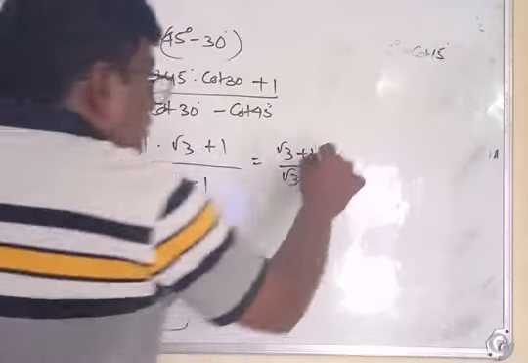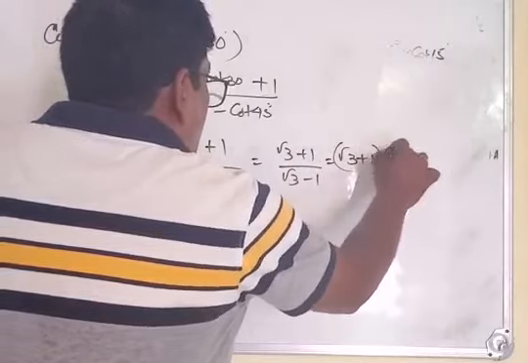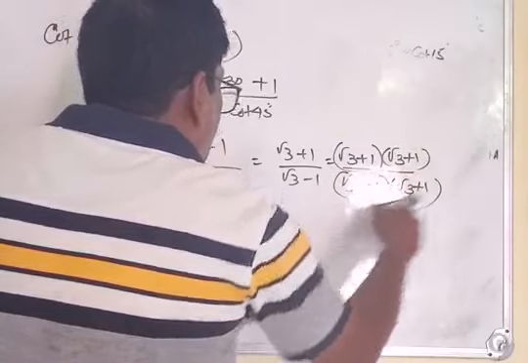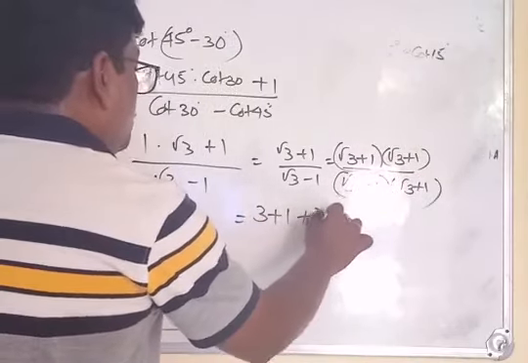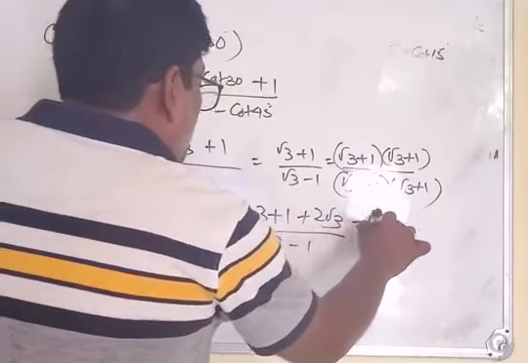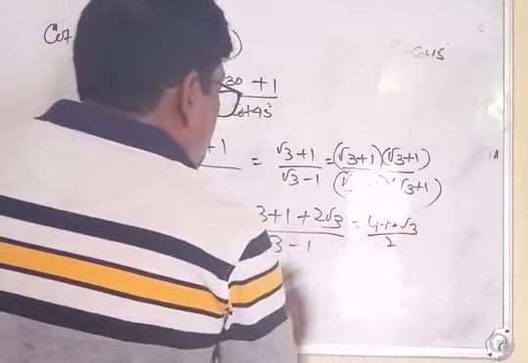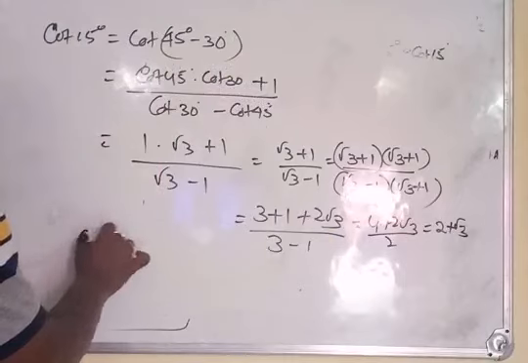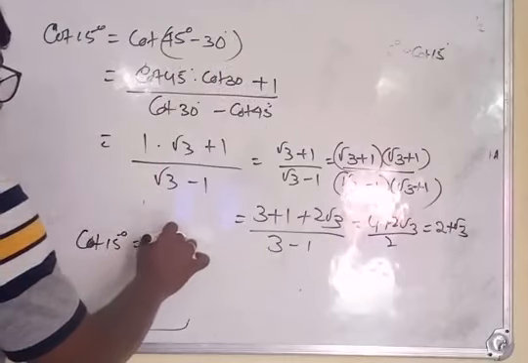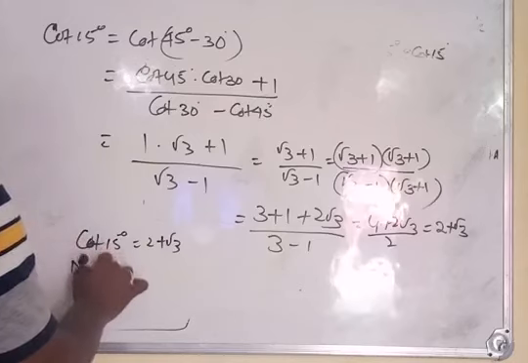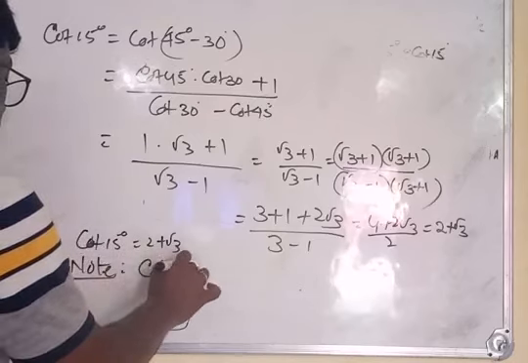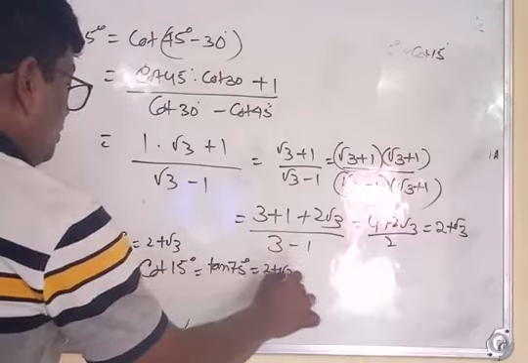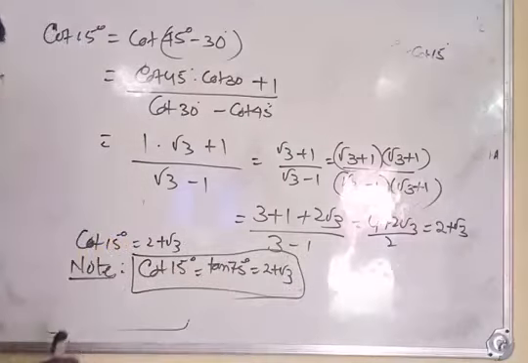I rationalize this. This is equal to (root 3 plus 1) into (root 3 plus 1) divided by (root 3 minus 1) into (root 3 plus 1). This is equal to (3 plus 1 plus 2 root 3) divided by (3 minus 1), (4 plus 2 root 3) divided by 2. So this is equal to 2 plus root 3. So cot 15 degree is equal to 2 plus root 3. And note, cot 15 is equal to tan 75 degree, which is equal to 2 plus root 3. These are the standard values of the trigonometric functions.